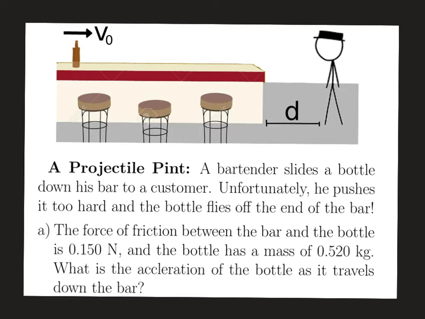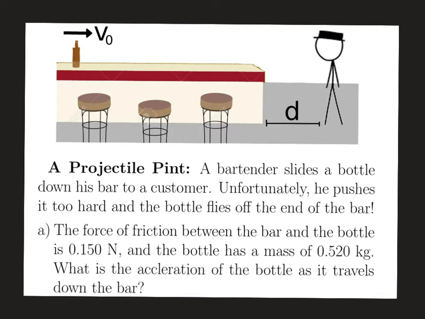So this is a combination of certainly kinematics, because we have a kinematic motion in one direction here. We have a 2D kinematic motion, which is when the bottle falls off. And then of course we might have to deal with some Newton's laws, because to figure out what the velocity of the bottle is, we have to know what the forces on the bottle are. So there's a variety of things going into this problem.